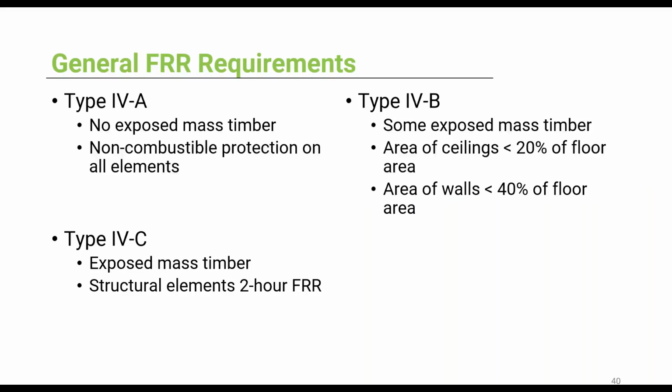So this slide sort of summarizes the main FRR requirements of these 3 categories. Type A doesn't allow for any exposed mass timber, and all of the elements should have non-combustible protection. Type B, you can have some exposed mass timber, but it's a certain percentage of the floor area. And then type C is the most lenient, where you can have exposed mass timber, but you have to remember you still need that 2-hour fire rating.